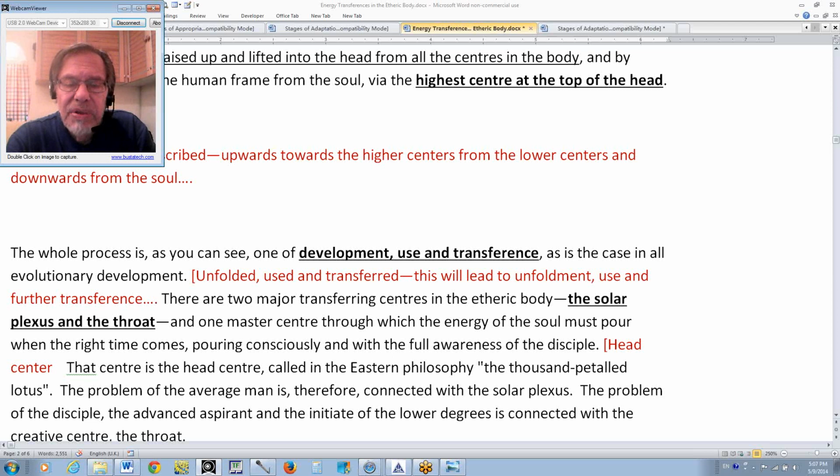Also, in comparison with the Sanskrit alphabet and the different letters associated with the different petal areas, I think we can learn more. In other words, maybe it's all presented in a way, but not explicitly. So maybe if we study very carefully, more will come to light. The 1,000-petal lotus. The problem of average man is therefore concerned with the solar plexus.